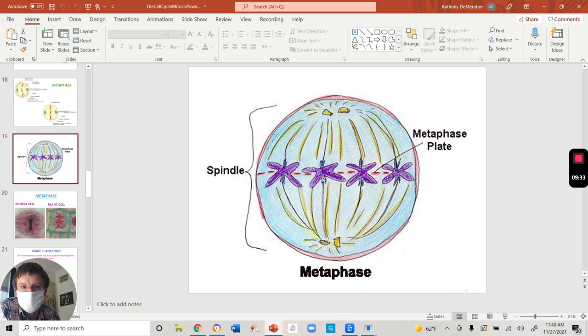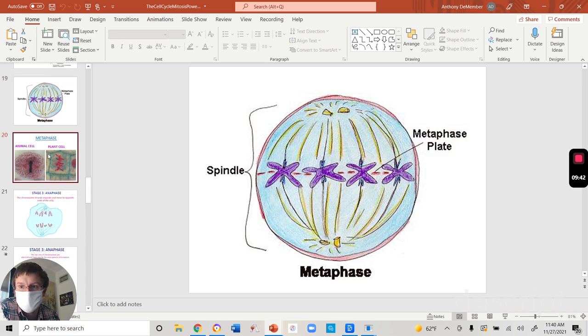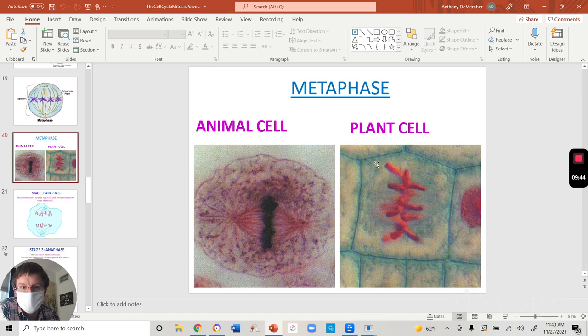Here's another picture. Ain't it pretty? I drew this myself. I'm joking. I don't have nearly that level of artistic talent. Okay? So metaphase, again, it's the easiest phase to identify.